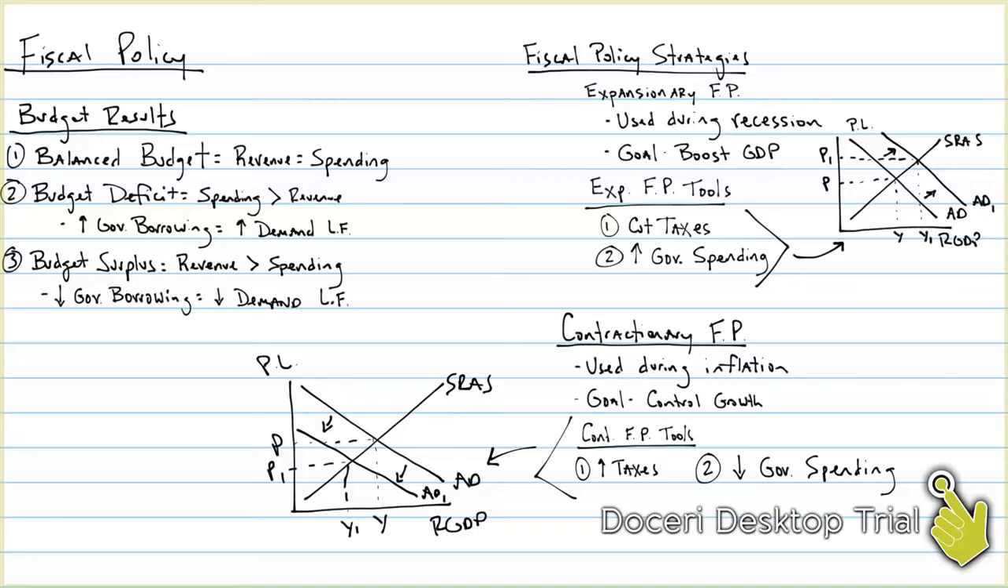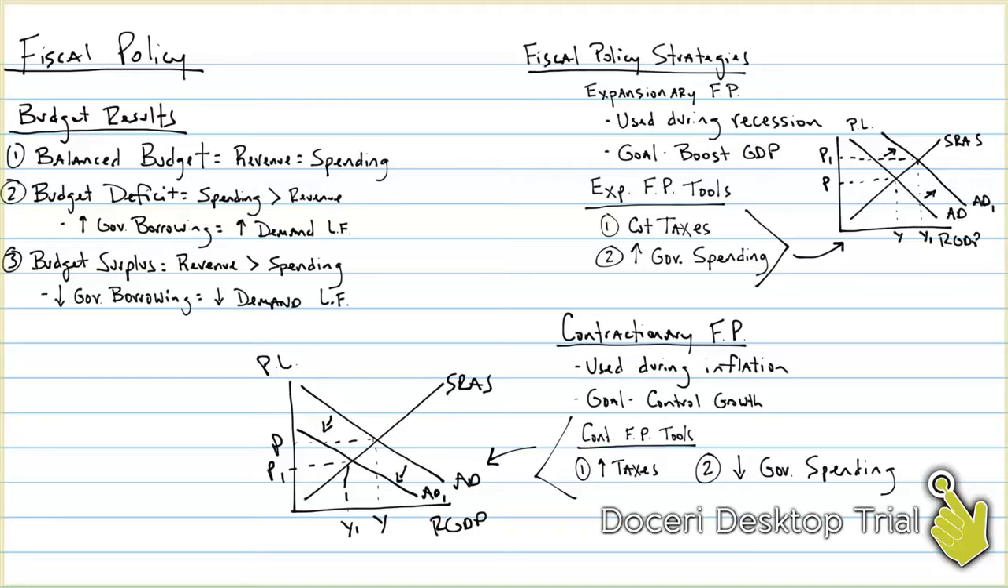The first is a balanced budget, and that's simply when the amount of money we're bringing in, the revenue, is equal to the amount of money that we are spending, which sometimes we call the expenditures. So that would always be the goal, to have a balanced budget, but that's not always what happens. And so the other two scenarios are what happens when we don't have a balanced budget.